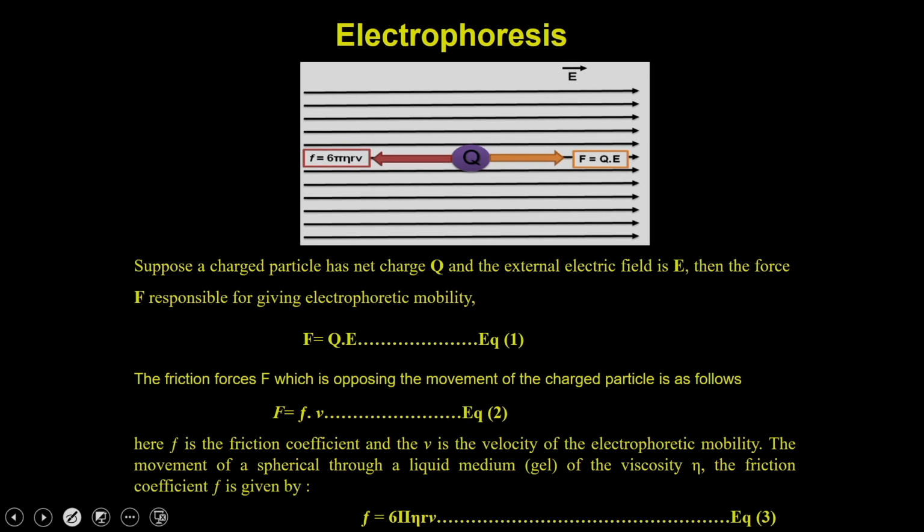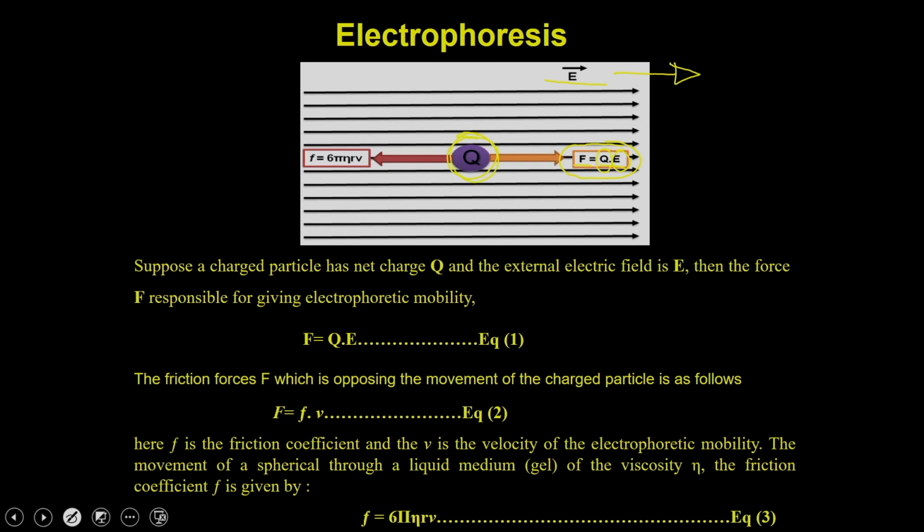You can imagine that a charged particle Q is moving in an electric field E. When a charged particle is moving in an electric field, it is going to experience an electrophoretic force in the direction of the electric field, and the quantity is F equal to QE, where E is the strength of the electric field and Q is the charge of this particle.